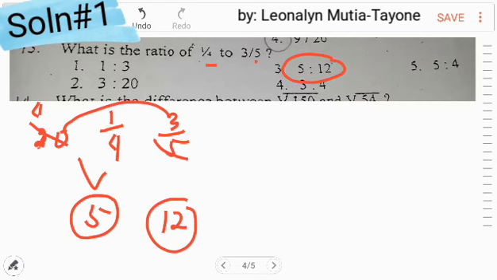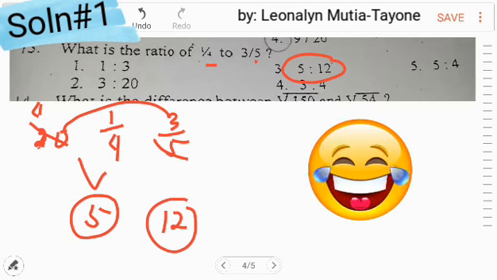Ulitin natin yung solution number 1 natin. At medyo distracted ako sa mga background ng mga dogs.